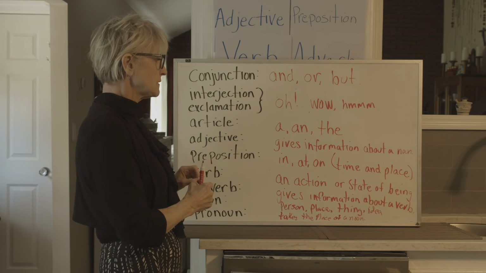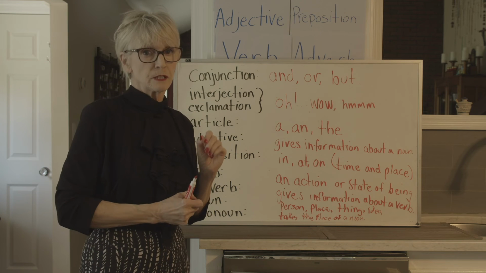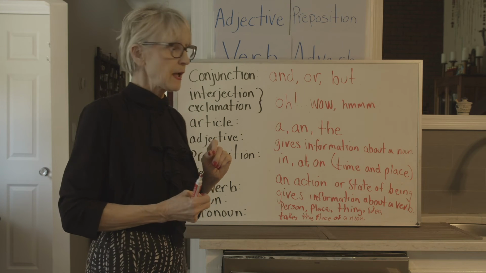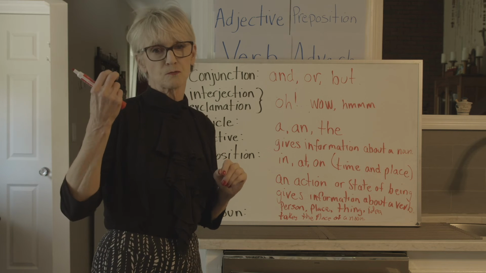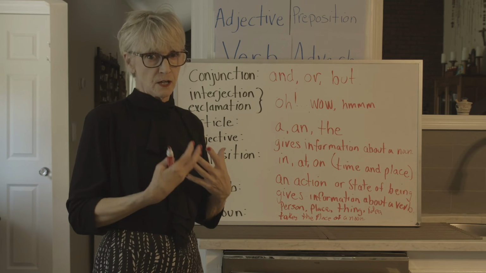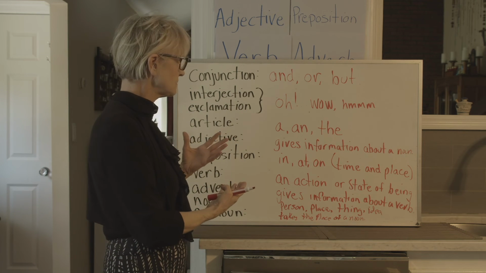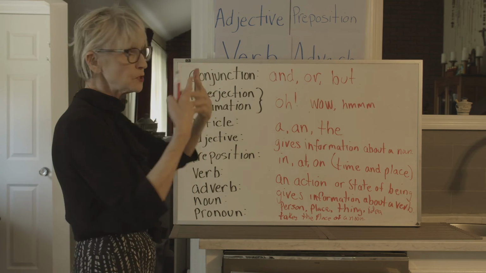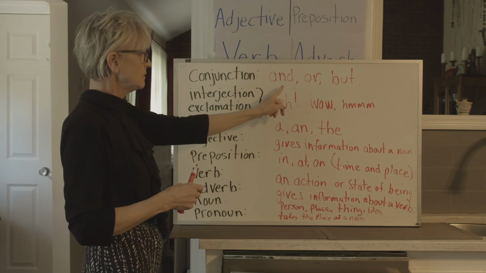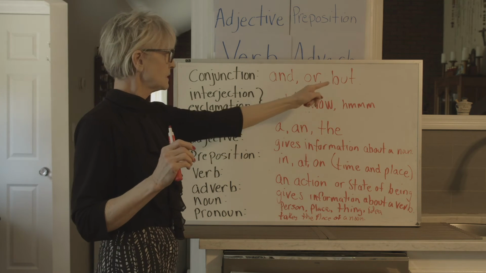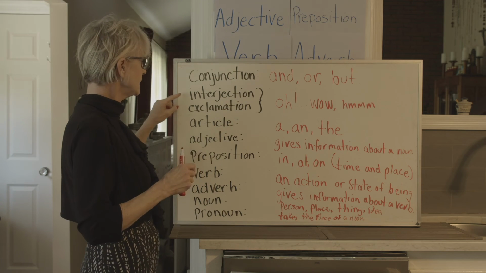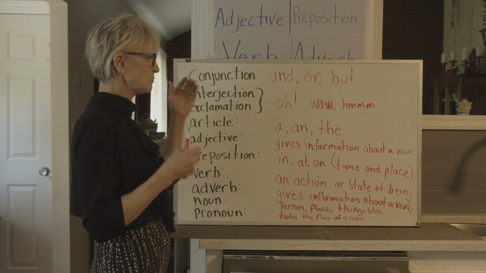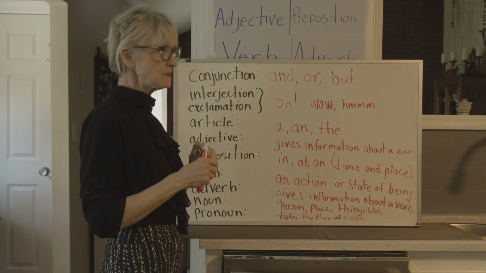And we're going to talk about this because we're going to do dictation next. And we're going to do some sentence writing. And I want you to feel confident because you know that the parts of speech are used. So we have conjunction, which connects two things together. The most we use are and, or, and but. An interjection or an exclamation is when you interject something into a sentence.